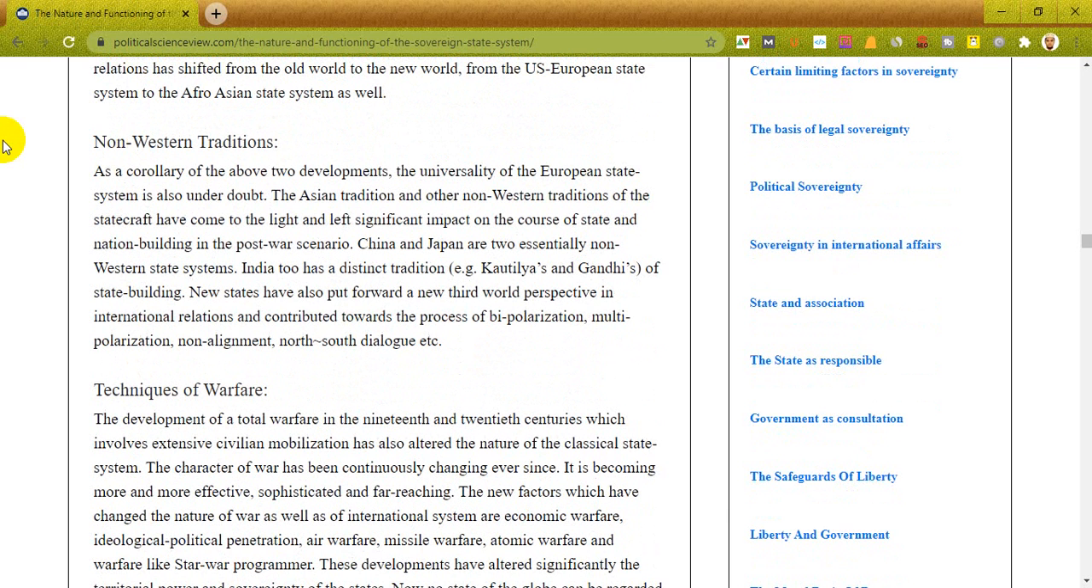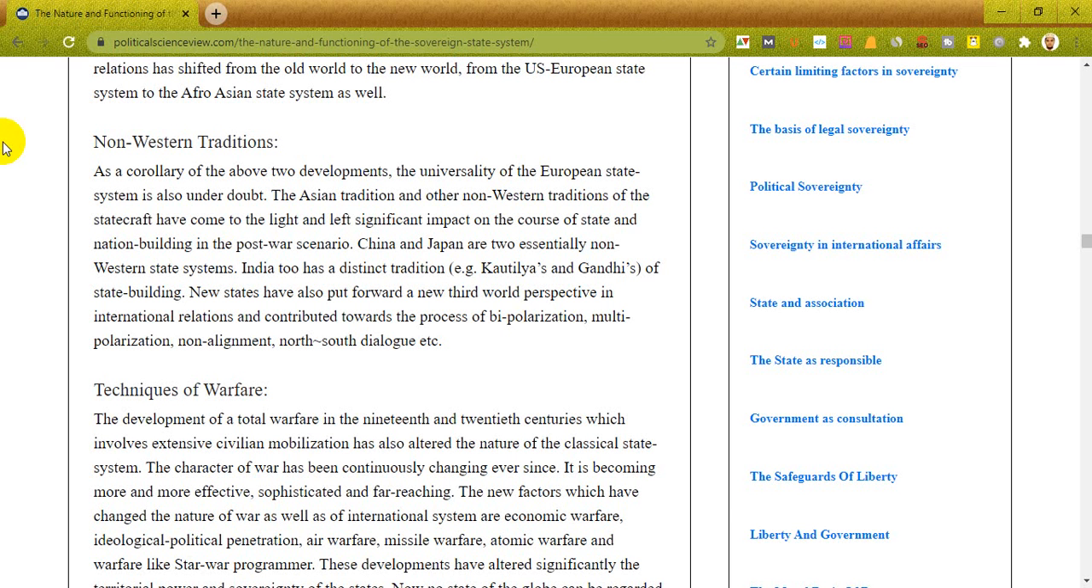Non-Western traditions. As a corollary of the above two developments, the universality of the European state system is also under doubt. The Asian tradition and other non-Western traditions of statecraft have come to light and left significant impact on the course of state and nation building in the post-war scenario. China and Japan are two essentially non-Western state systems. India too has a distinct tradition, e.g. Kautilya's and Gandhi's, of state building.